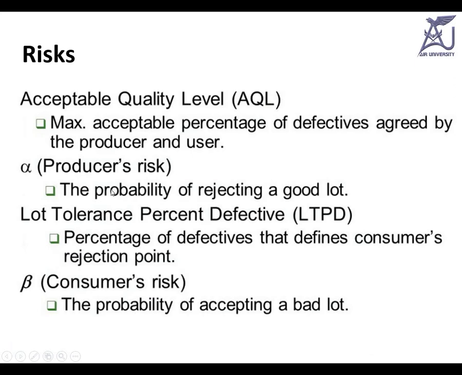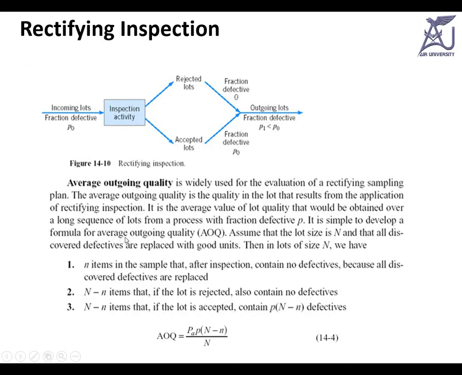Okay, the alpha risk and the beta risk we have discussed. Beta risk, as we discussed, is the probability of accepting a bad lot, and what was the alpha risk? That was rejecting a good lot. That is called a producer risk, and when you are accepting a bad lot, you are going to suffer, so that is a consumer risk. So that is called a beta risk. Okay, so coming to the rectifying inspection.